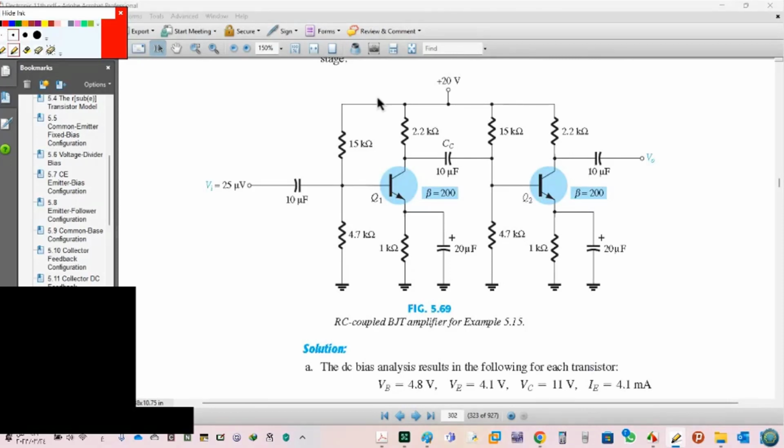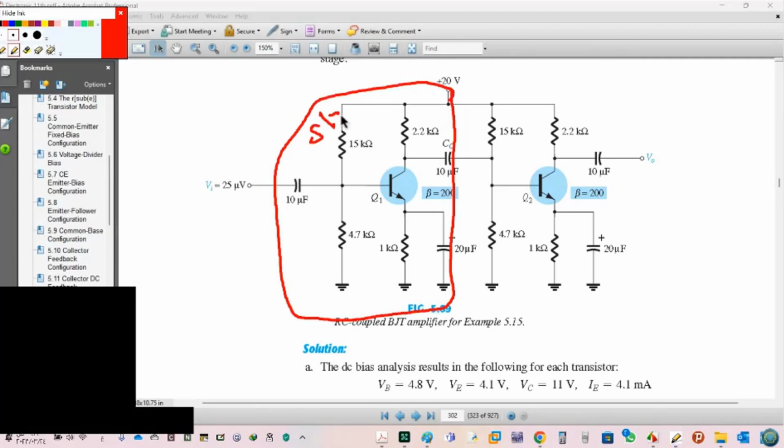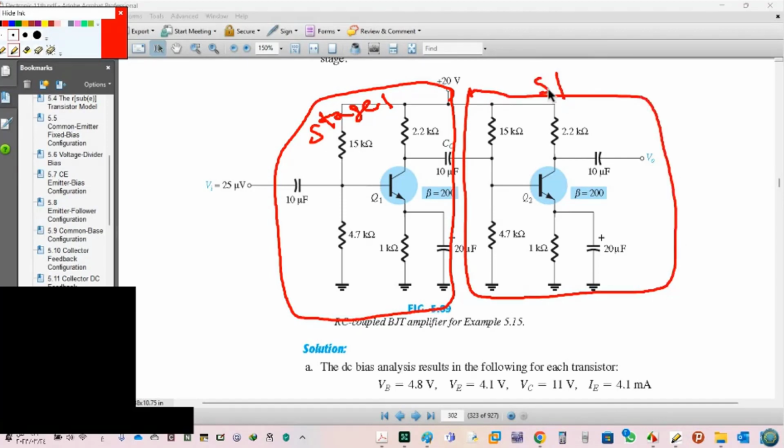So Jamal, see this? This is stage 1. This is stage 2. For stage 1, we have a load. So the load here is the second stage. For stage 2, we don't have any RL. So here, no load. Here we have load. Got it?